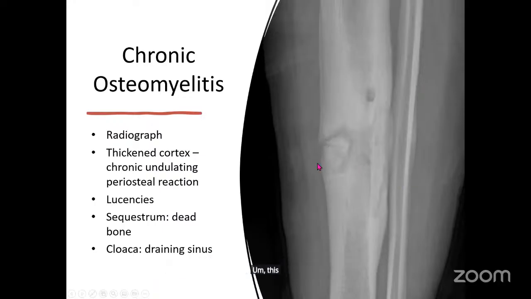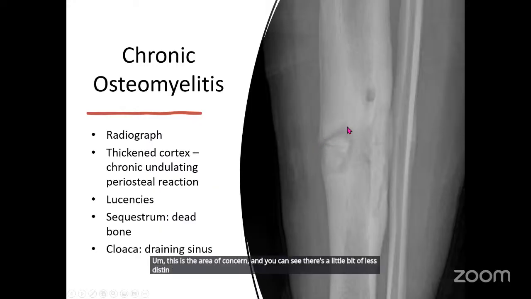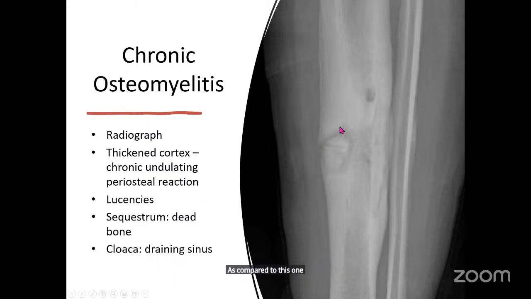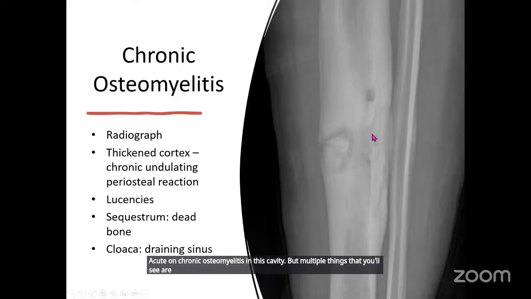This is the area of concern, and you can see there's a little bit less distinction of the bone here and a little bit less distinction around this cavity as compared to this one. So the concern here is for acute on chronic osteomyelitis in this cavity. But multiple things that you will see are sequestrum, which is dead bone.